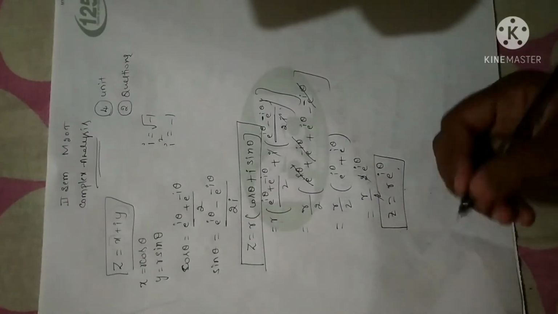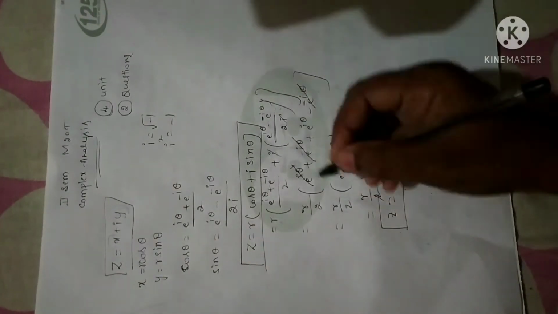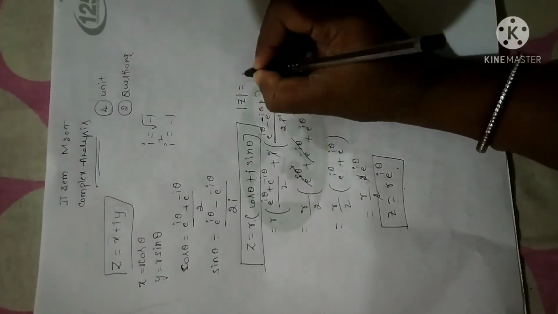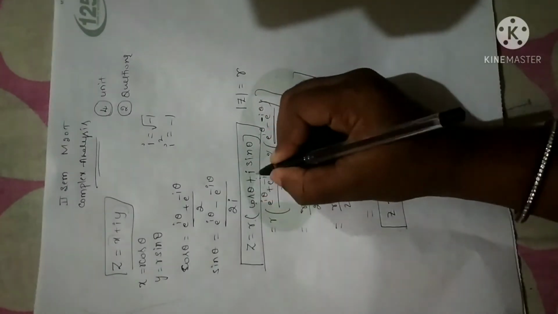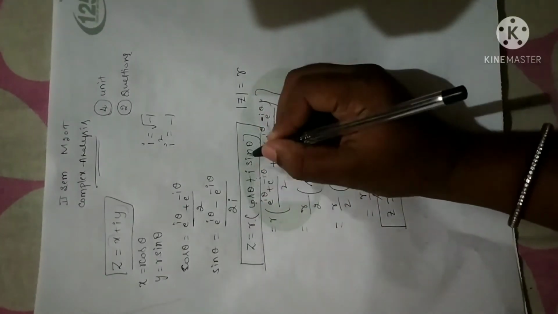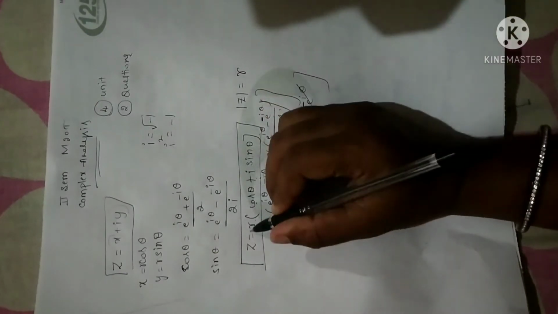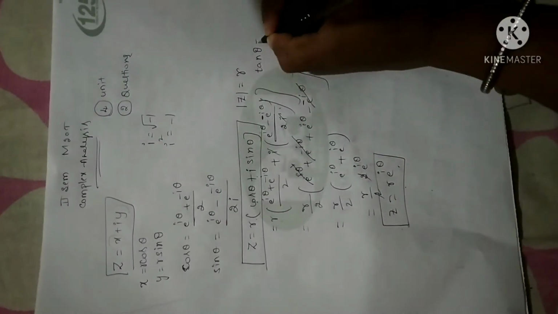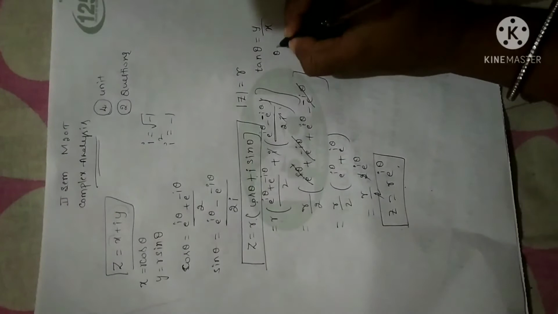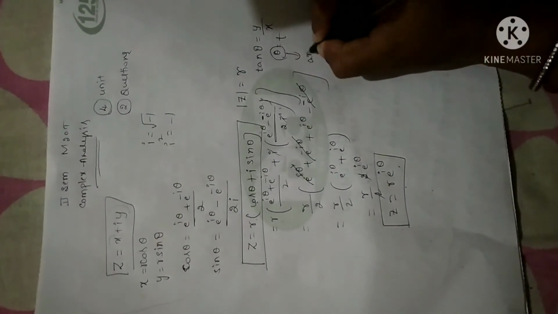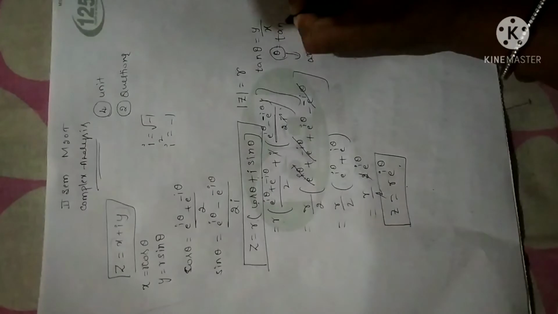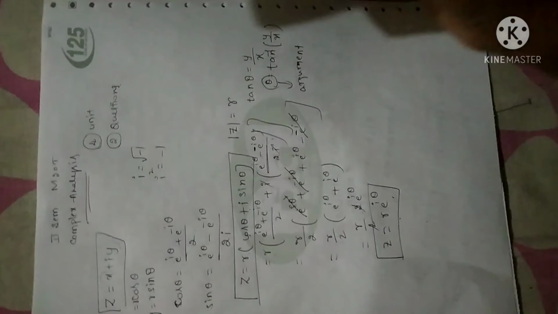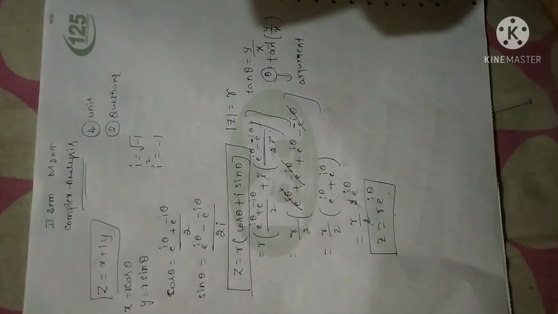Further, let me explain the basics. When z is equal to r into cos theta plus i sin theta, the modulus of z is r times the square root of cos square theta plus sin square theta, and cos square theta plus sin square theta is 1. After simplification, you get mod z is equal to r. At the same time, I can write tan theta as y by x, so theta is the argument, where theta is equal to tan inverse of y by x. You have already studied this at PU level.